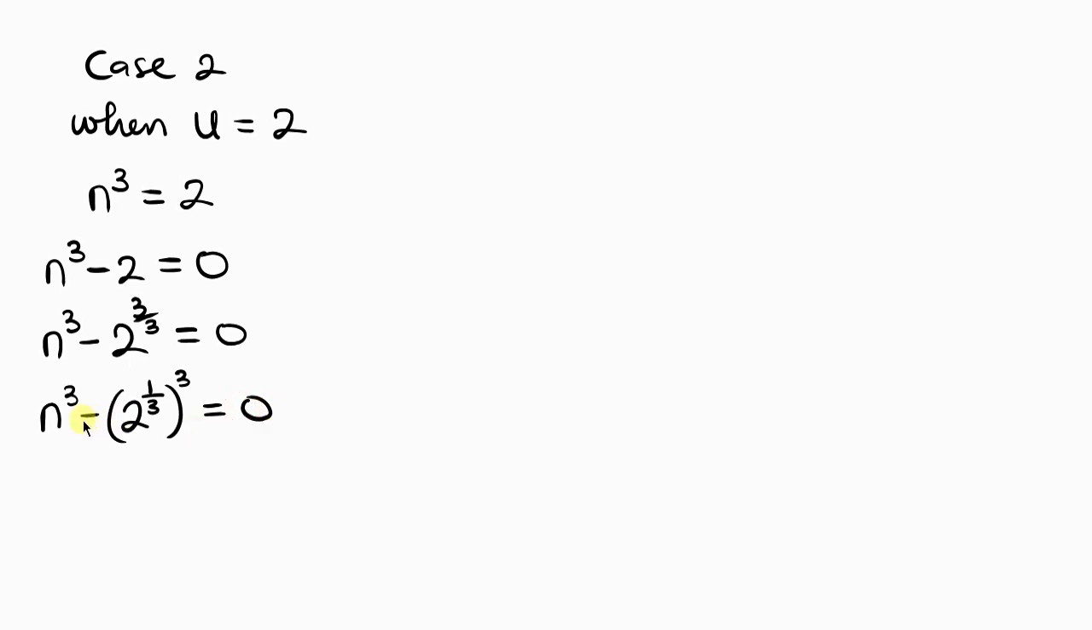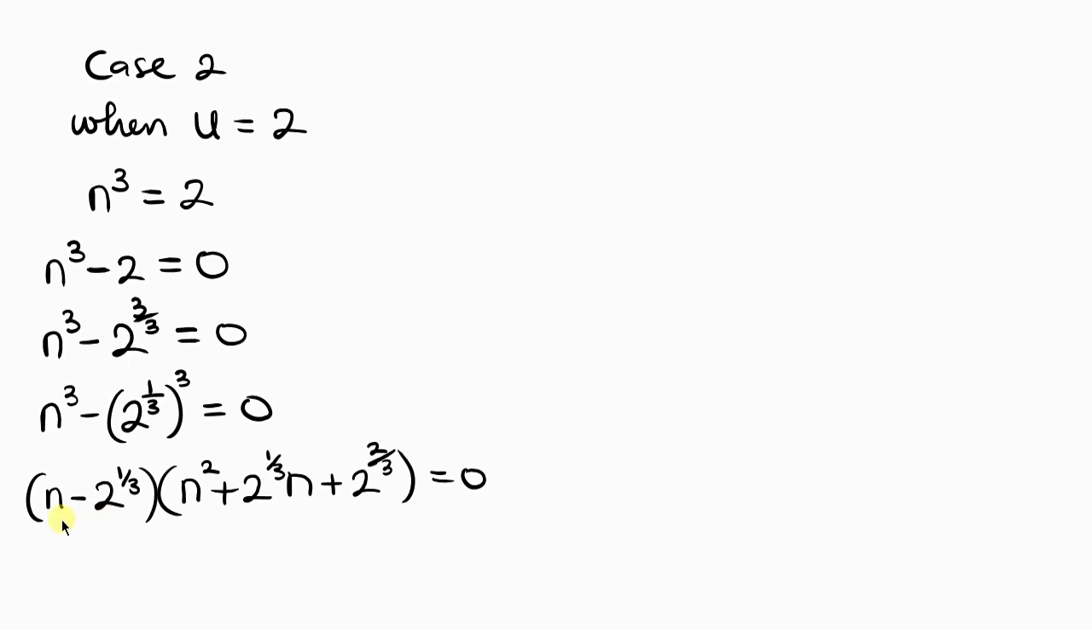Now we have difference of two cubes. Now let's express this difference of two cubes. So difference of two cubes from this expression can result to n minus 2 to the power of 1 over 3 times n to the power of 2 plus 2 to the power of 1 over 3 times n plus 2 to the power of 2 over 3. So that is it. So we have two cases from here. We have this first case and we have this other case.